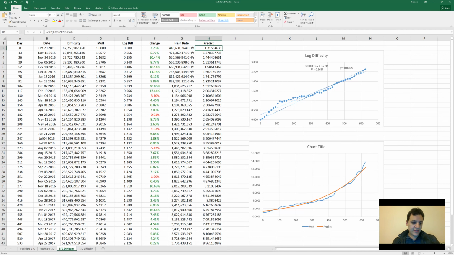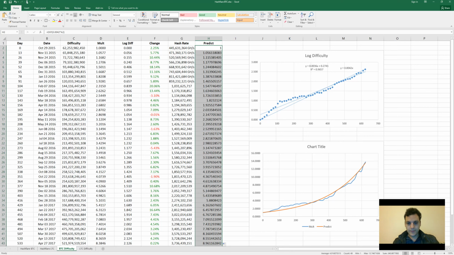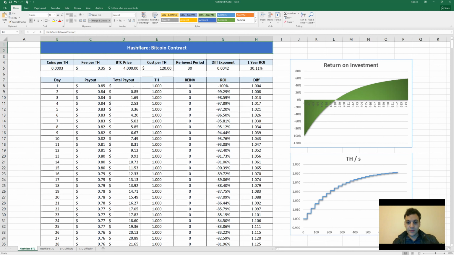So what I've done is I've gone over here. Let's actually just type that in. So it should be the exponential of 0.0042 times the day, and that will fix it. If I go back to my profitability, I've just put a number here called the difficulty exponent, which is that number we calculated, and the formula is now using that. So it's the exponential of the difficulty exponent multiplied by the day, which is what it should be.